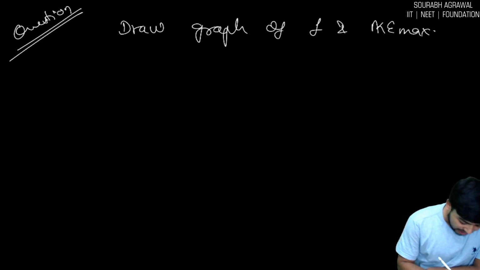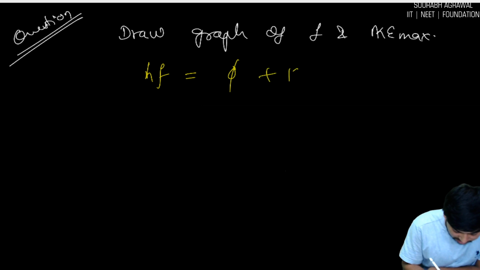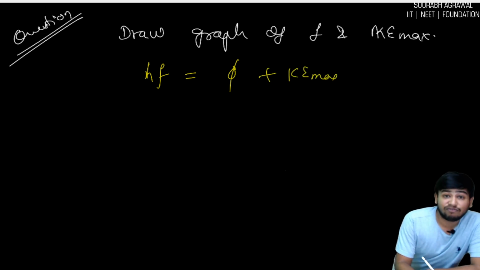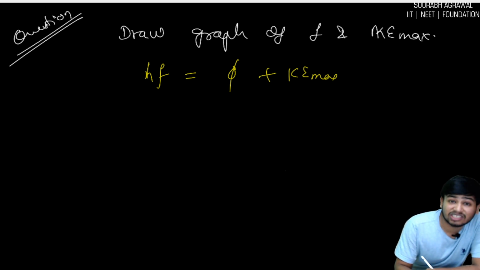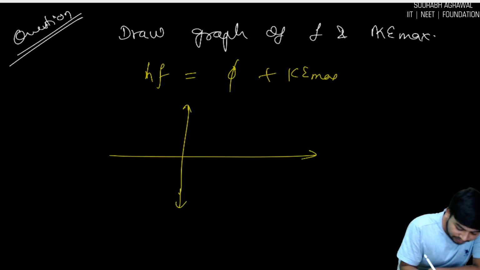Okay, so what I am saying is, hf, the energy that you are supplying, is equal to work function plus kinetic energy maximum. So what do you want? A graph between f and kinetic energy maximum. So let us take this as f and this as kinetic energy maximum.